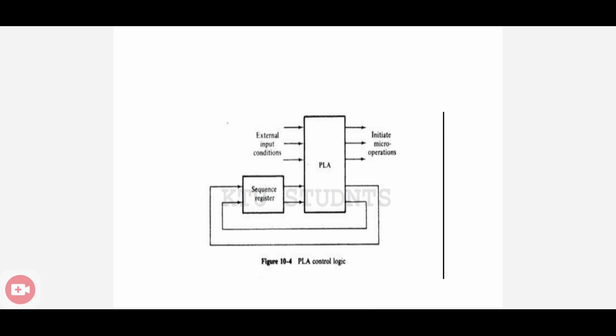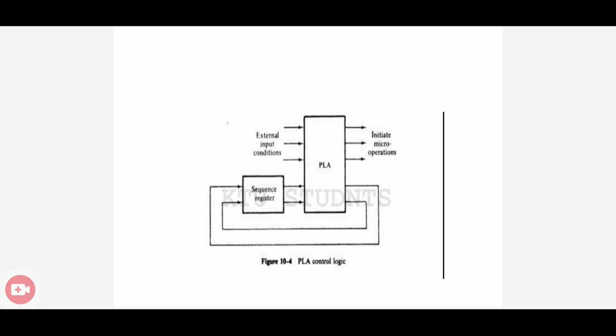And this is the architecture of PLA control logic. In this there are two main components: one is a sequence register and the other is a PLA, programmable logic array. The sequence register is similar to the sequence register present in the second method, that is the sequence register and decoder method. In this architecture, the PLA is actually a combination of the decoder and decision logic that is present in the second method. Clear? So the PLA accesses external input conditions as well as the output of the sequence register, and then initiates some micro operations.